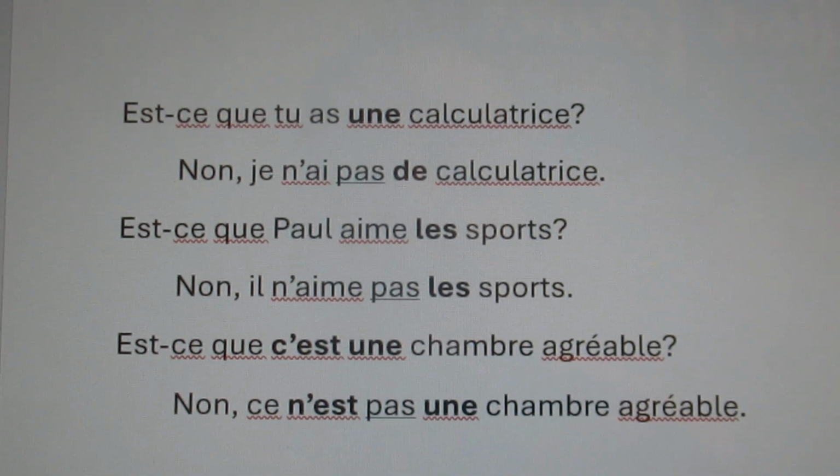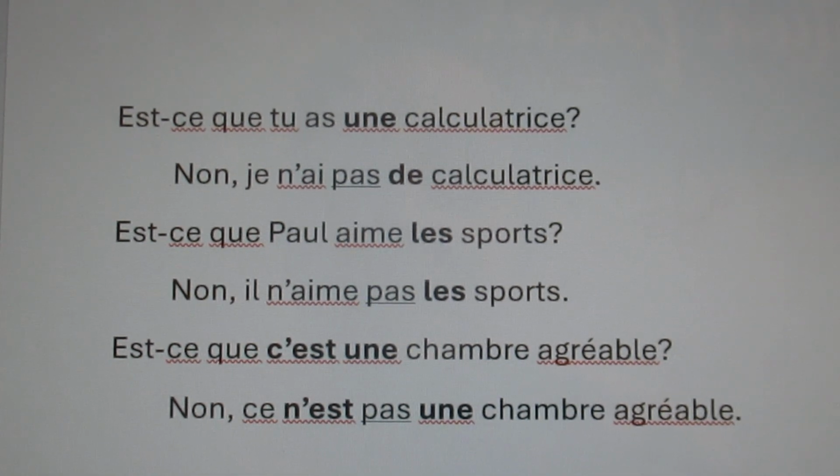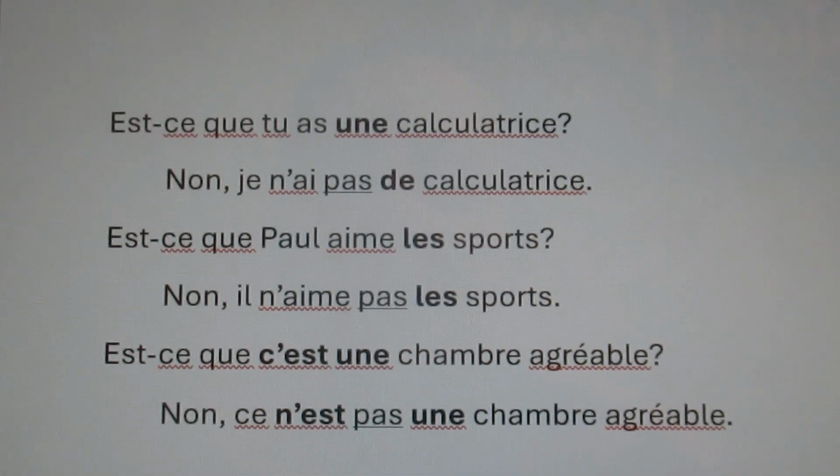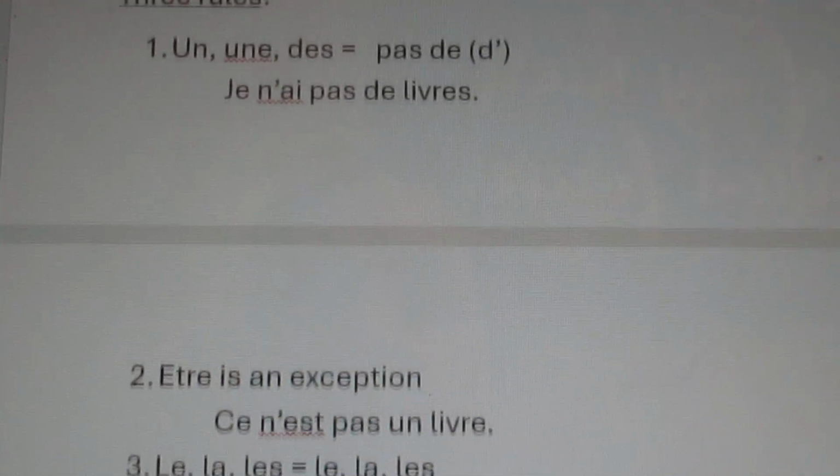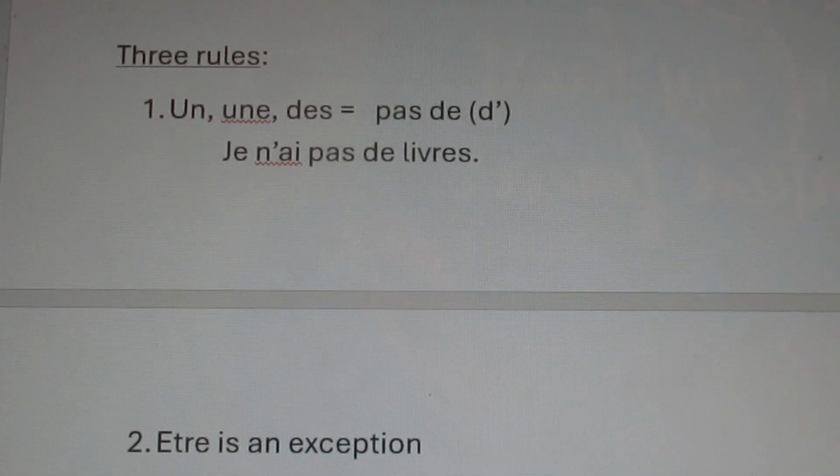So these are the three rules that we want to keep in mind when we're using the negative, our pas de. So we have the de if we're using un, une, and des. If we're using être or we have le, la, and les, we don't have to worry about changing those.